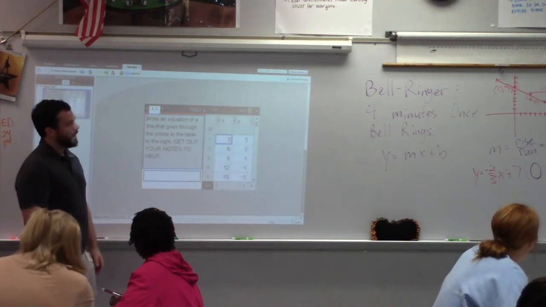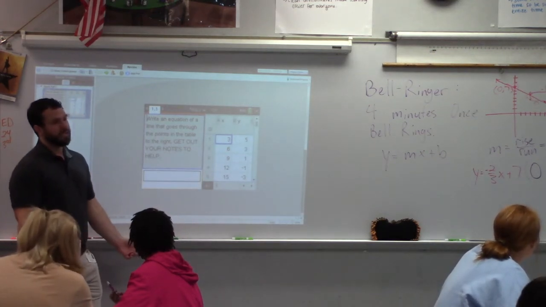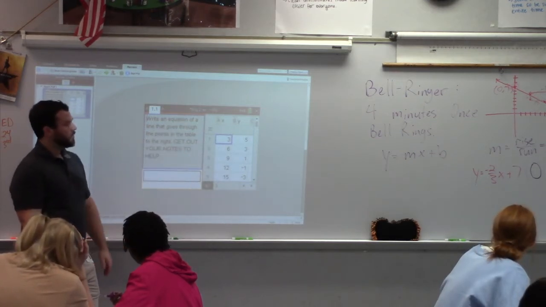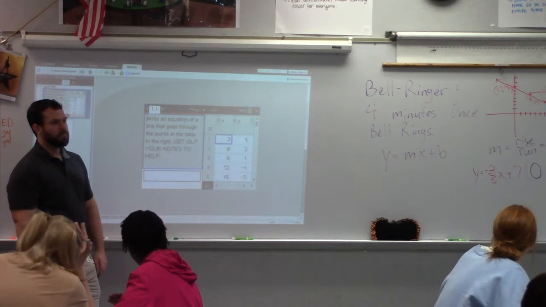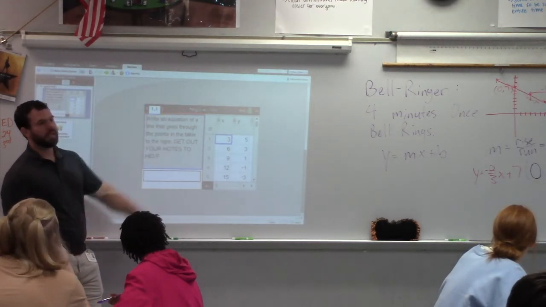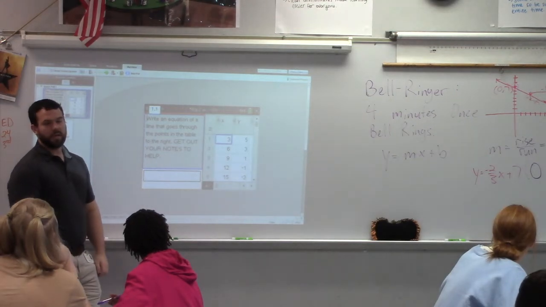So, let's look here. First off, I need the y-intercept, right? Or I do need the y-intercept, yeah? Do I have the y-intercept in this table? Where do you see it? I thought I said the y-intercept was 0, 7. It's not on the table. It's not in the table.